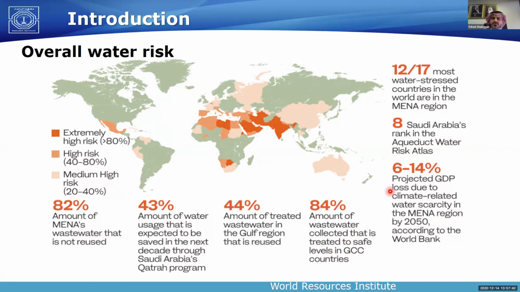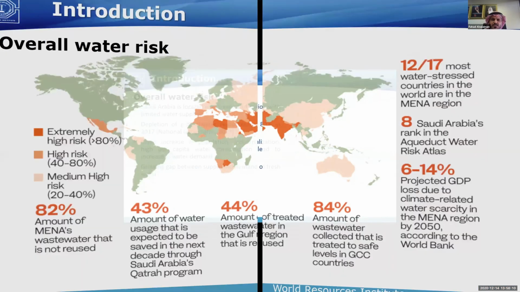If you think about the economic point of view, around 6 to 14%, because there is water stress, it can impact the GDP of any country, and it is expected to impact the GDP in the MENA region by 6 to 14% by 2050, according to the World Bank. So there is a critical need to find solutions.